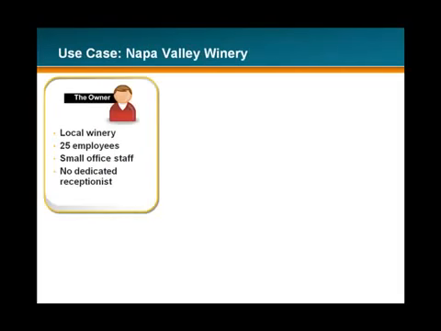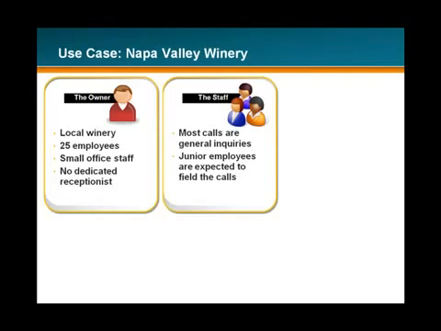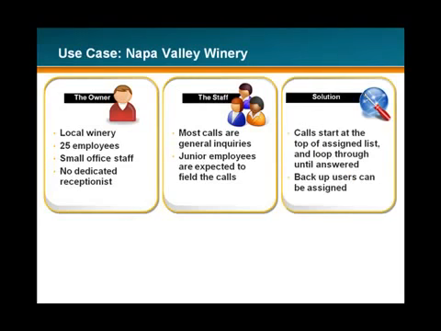Our next use case is the Napa Valley Winery. The owner, Steve, employs about 25 people, and as there is no dedicated receptionist, he is assigned a small group to answer incoming calls. Some of these employees have more seniority than others, and Steve would prefer it if the more junior staff answered the phones first. Thus, Steve has chosen to deploy a solution that routes the incoming calls in a continuous loop through his assigned group, but always starting with the same person first. This Hunt Group is called regular, sometimes known as sequential.